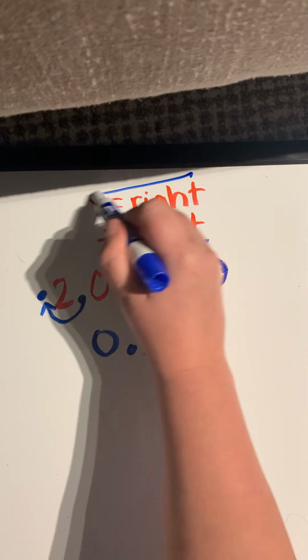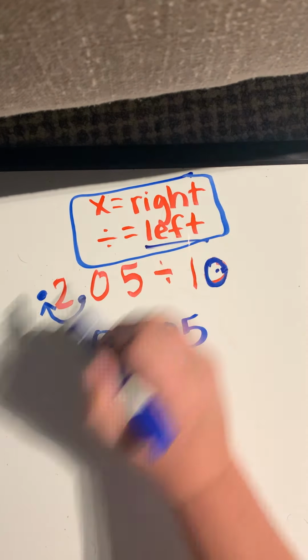So this is the biggest trick that I need you guys to take away today. If you are multiplying, you're going to move your decimal to the right. If you are dividing, you're going to move your decimal to the left, okay? For example, I'm going to keep that little cheat sheet up there for you.